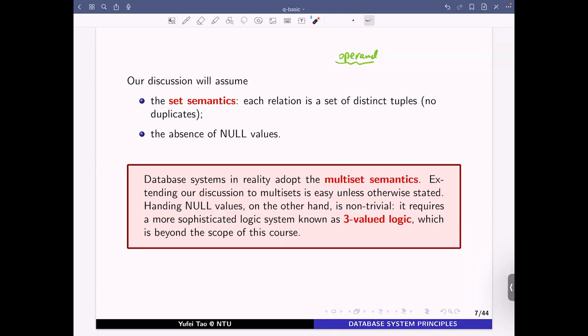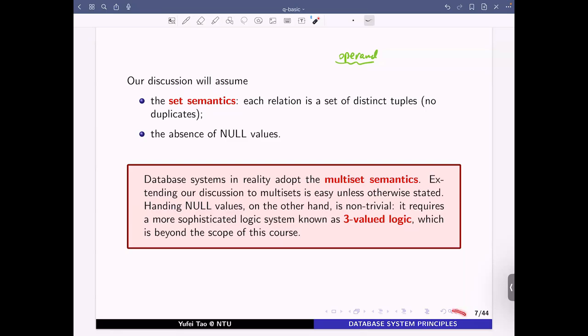In practice, the database systems have opted to adopt the so-called multi-set semantics, which is why sometimes you could have duplicate tuples in the output of a relation. But this is not what we will be discussing today. So to keep things simple and consistent, we're going to be using set semantics. Okay, set semantics. We do not really lose too much generality.